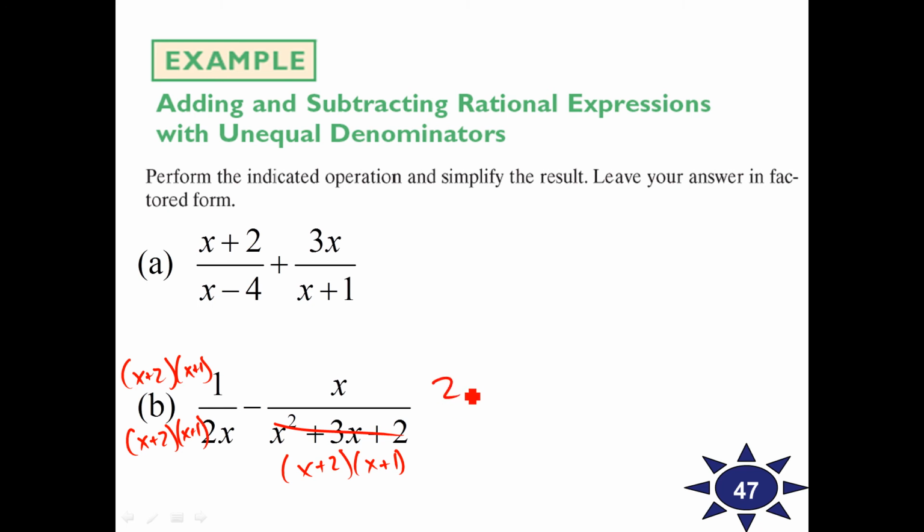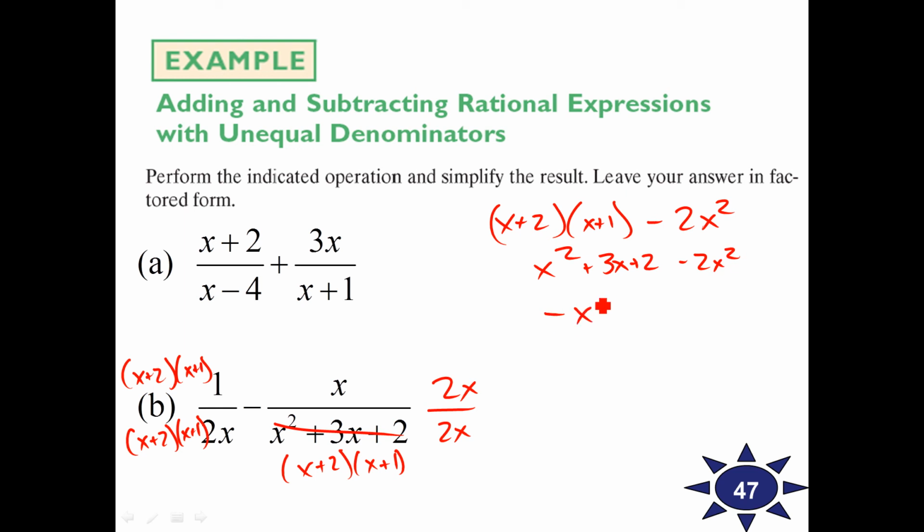And this fraction over here needs to be multiplied by 2x over 2x. So we're going to have x plus 2, x plus 1, minus 2x times x, which is 2x squared. And let's clean this up first. So we know that this is actually x squared plus 3x plus 2 minus 2x squared. So we've got negative x squared plus 3x plus 2, right? 1x squared minus 2x squared gives you a negative x squared. All over 2x, x plus 2, and x plus 1.